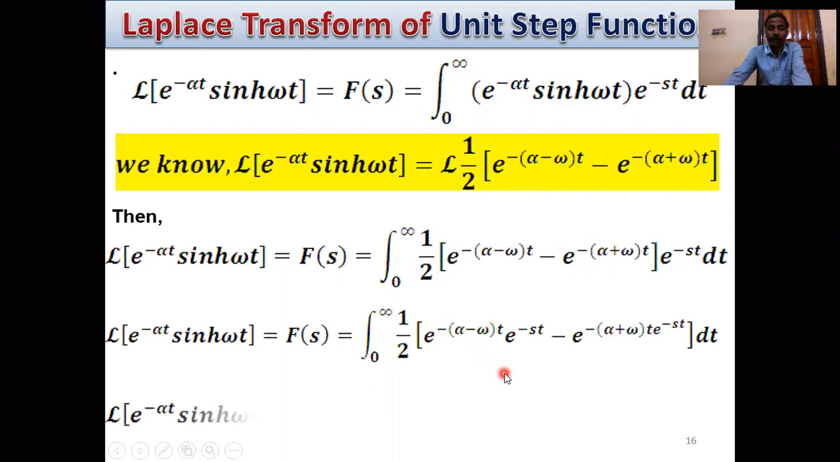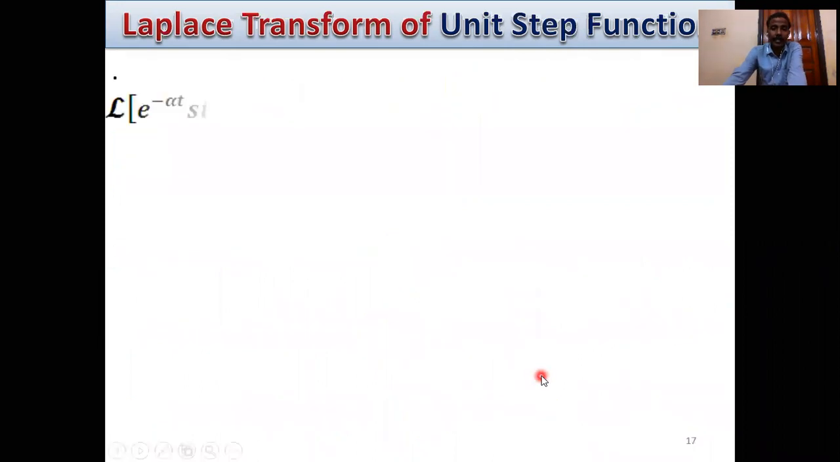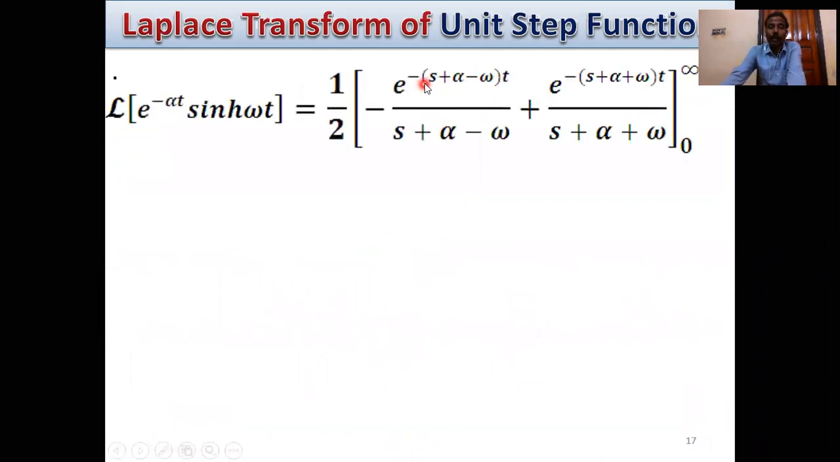Then integrate and put upper limit and lower limit. E to the power minus alpha minus omega plus s, and minus of e to the power minus alpha plus omega plus s. So this is the form. And next integrate, and we get e to the power minus s plus alpha minus omega whole into t by s plus alpha minus omega, plus e to the power minus s plus alpha plus omega whole into t by s plus alpha plus omega.